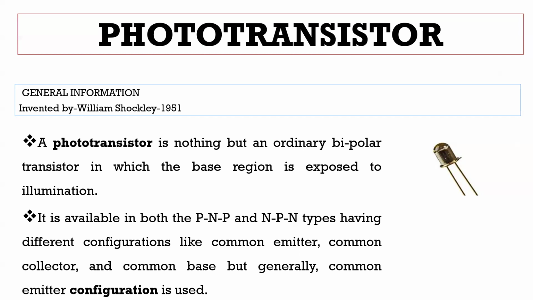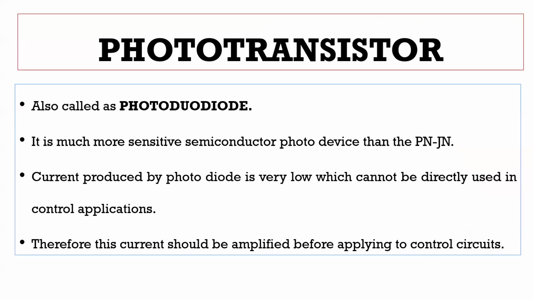It is available in both PNP and NPN types, having different configurations: common emitter, common collector, and common base. But generally, we prefer the common emitter configuration. This phototransistor operates whenever light falls on the junction. Reverse current flows, which is proportional to the luminance. Phototransistors are used extensively to detect light pulses and convert them into digital electric signals. These are operated by light rather than electric current. This is the major difference from your normal PNP and NPN transistor.